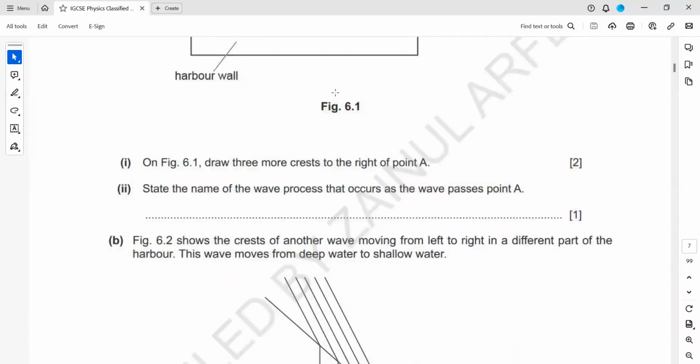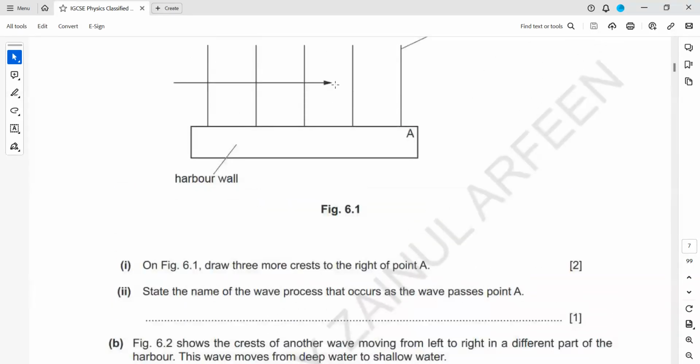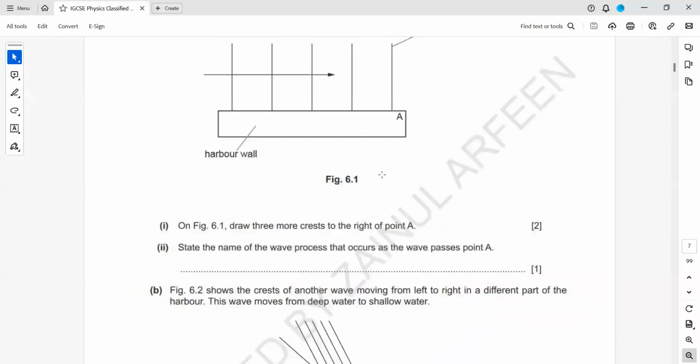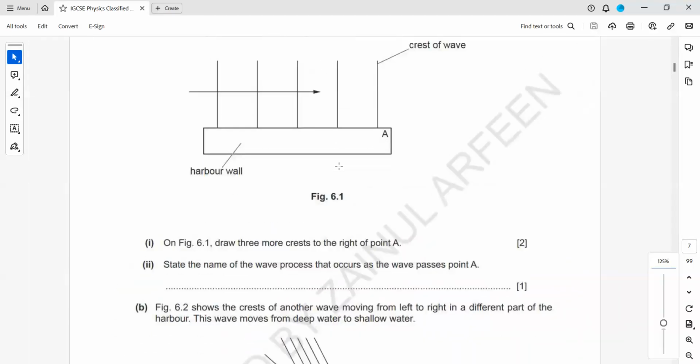State the name of the wave process that occurs when A passes through. What do we call it when a wave passes near an edge or a gap? Diffraction.